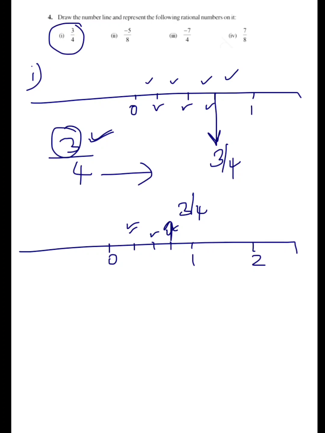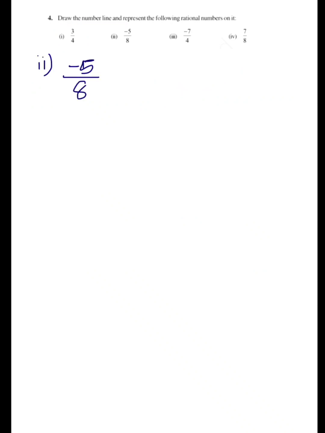Now what is our next question? It's minus 5 by 8. Let's do that. Since the rational number is negative here, instead of lying between 0 and 1, it will be between 0 and minus 1.